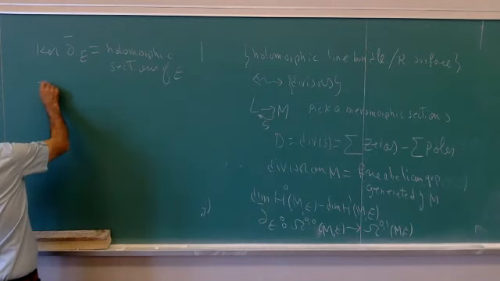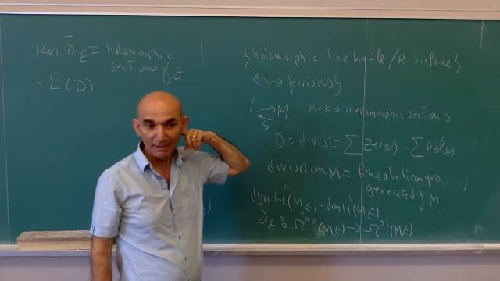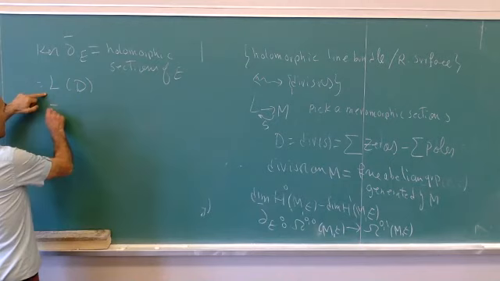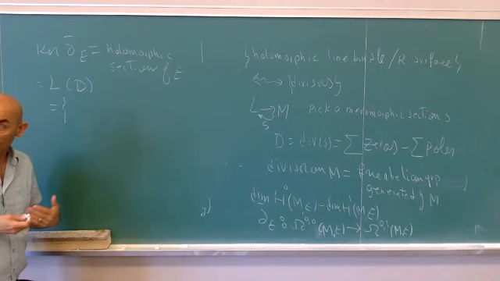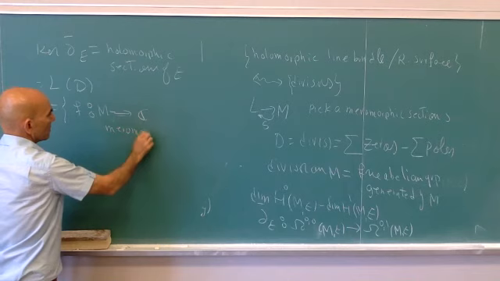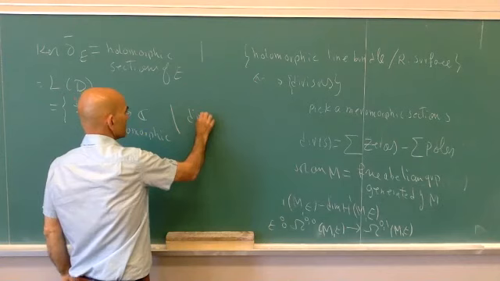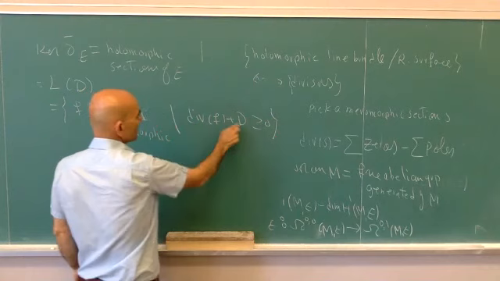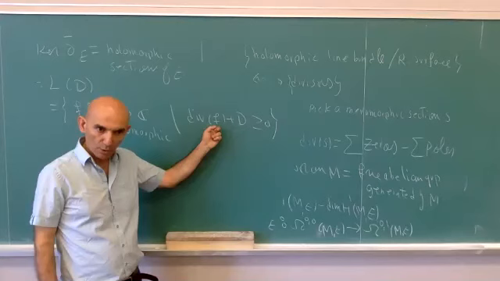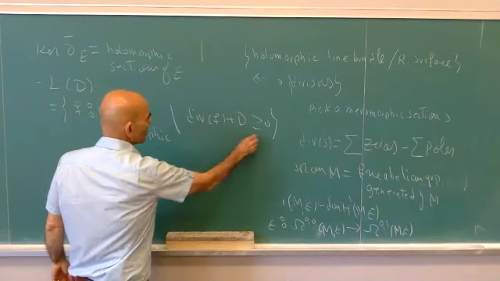This D is the divisor that you have there. I remember from my first lecture, I don't expect you to remember, that's not fair to expect that. But I defined L of D, remember, to be the set of all meromorphic functions on M such that the divisor of f plus D is bigger than or equal to zero. What does this mean? It means that if you are dealing with a zero, the order of the zero plus the divisor at that point has to be positive. And this was the original definition by Riemann.